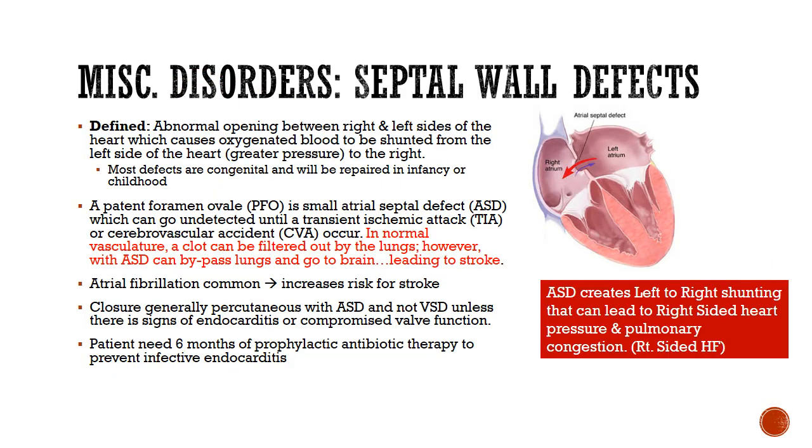Septal wall defects: the biggest issue that we run into with this, if you look at the picture here, is if a clot forms on this side of the heart and actually travels over to the left atrium and then goes out into the vasculature. Typically, if there's a small clot, it could be filtered out in the lungs normally, but if it does bypass, it can get into the vasculature and go to the brain, which can lead to a stroke.